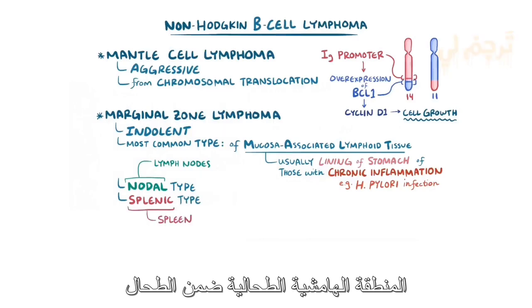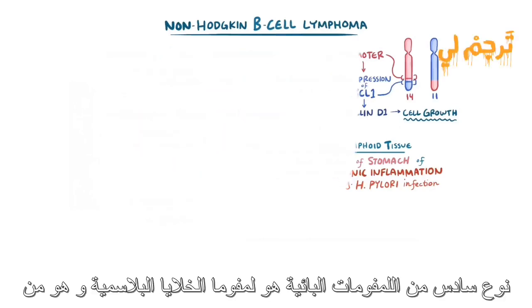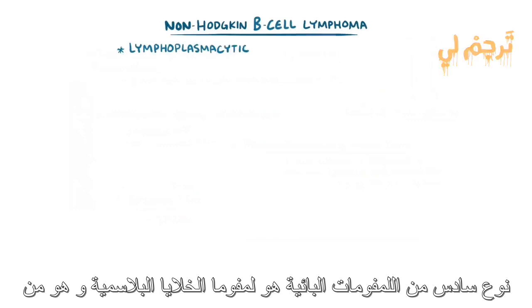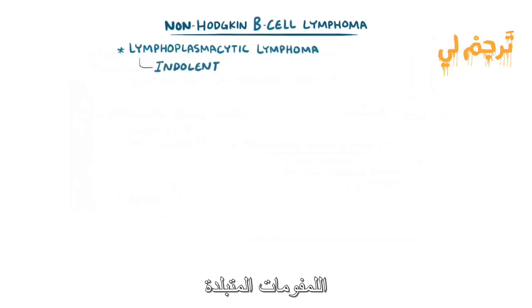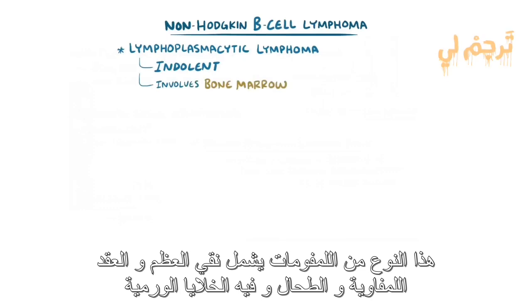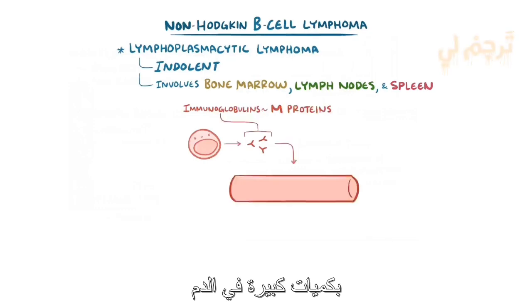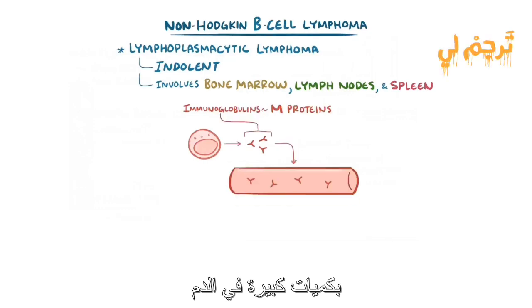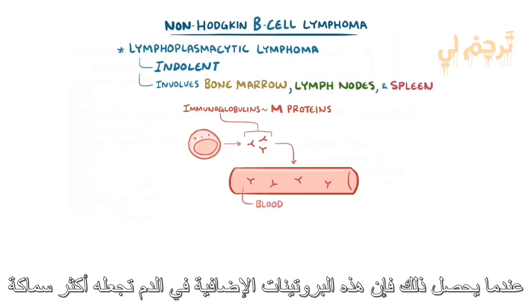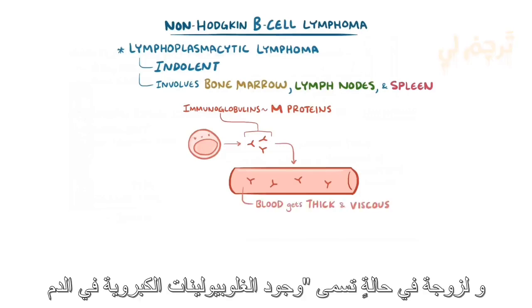A sixth type of B-cell lymphoma is lymphoplasmacytic lymphoma, and this one's also an indolent lymphoma. This form of lymphoma often involves the bone marrow, lymph nodes, and spleen, and the neoplastic cells sometimes produce immunoglobulins called M proteins that are found in high levels in the blood. When this happens, the additional proteins in the blood cause the blood to be more thick and viscous, and the condition is called Waldenstrom macroglobulinemia.